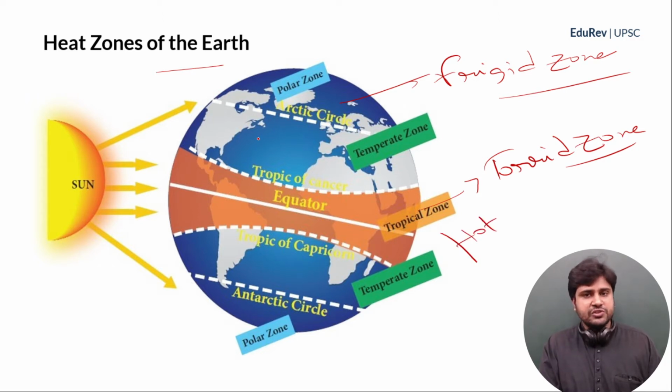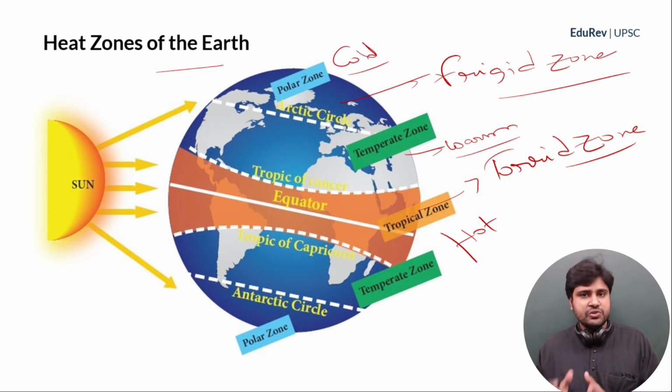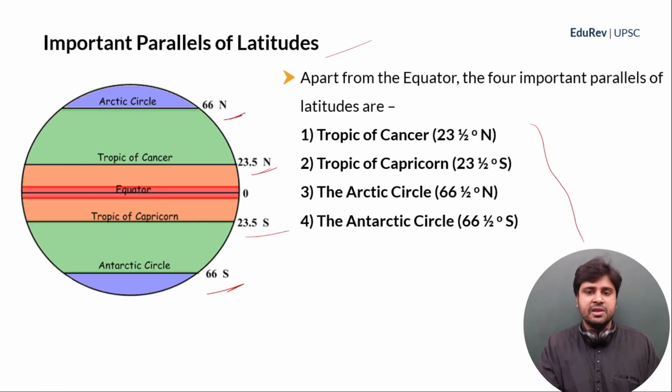Next, the temperate zone. It is receiving slanting rays of the sun. So the temperate zone is warm. Okay. Now the frigid zone. It receives highly slanting rays from the sun. So the frigid zone is cold. So in this way, we have the major heat zones of the Earth. That is the reason the Tropic of Cancer, Capricorn, Arctic Circle, and Antarctic Circle, all these are important parallels of latitudes. They divide the various heat zones of the Earth.